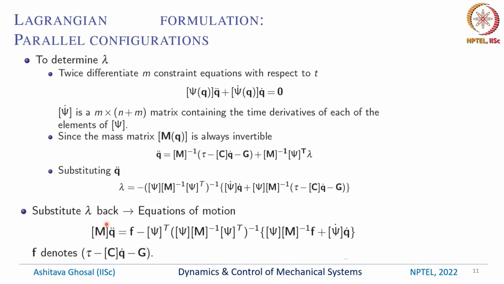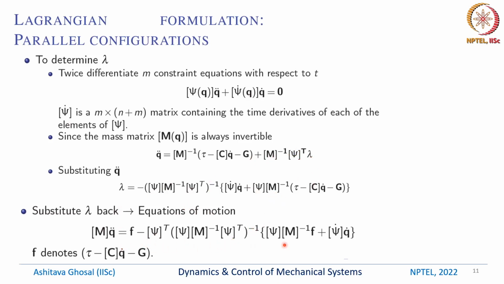And finally, we can substitute this lambda back into this equation, and we can get the equations of motion. The form of the equation of motion is like this. We have m into q double dot, which is f minus psi transpose (psi m inverse psi transpose) the whole thing inverse. Quite complicated, but if you sit down and write it down, you will get this, because we can substitute lambda here, so you will get some m inverse psi transpose this whole thing, which is this minus term, and so on. It is not very hard.